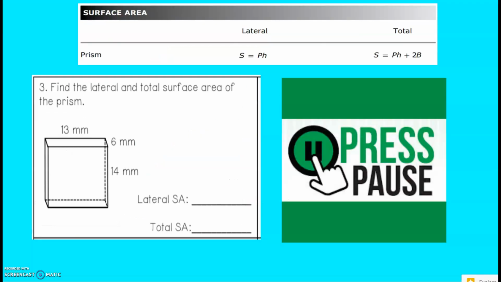So what I want you to do now is I want you to actually press pause on the video and solve this problem. So do it. Press pause now and solve this problem.